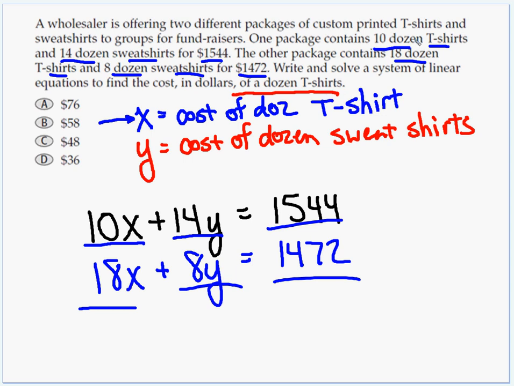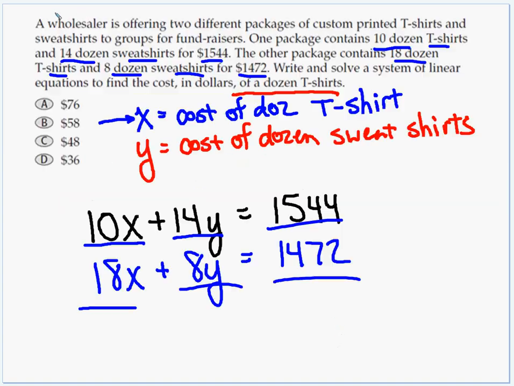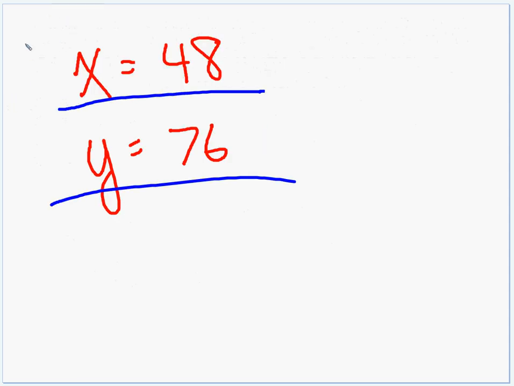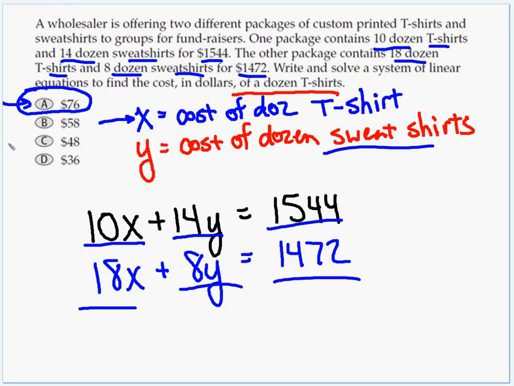When I solved it, I got x was 48 and y was 46. So if I go back here, I'm looking for 48. Here's 76. That is the cost of sweatshirts. They didn't want sweatshirts, and the decoy answer was put first. Again, our good number was 48. So 48 is letter C.